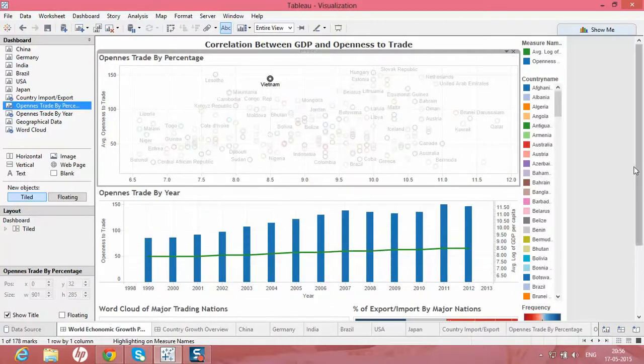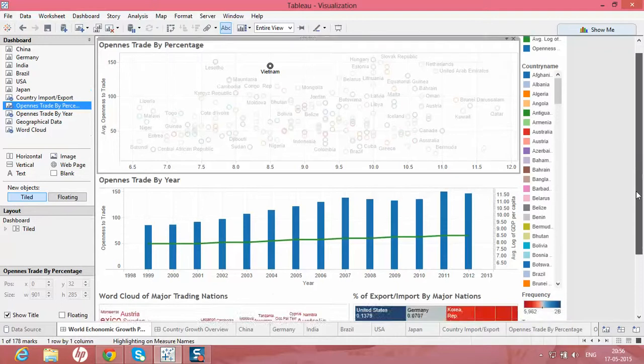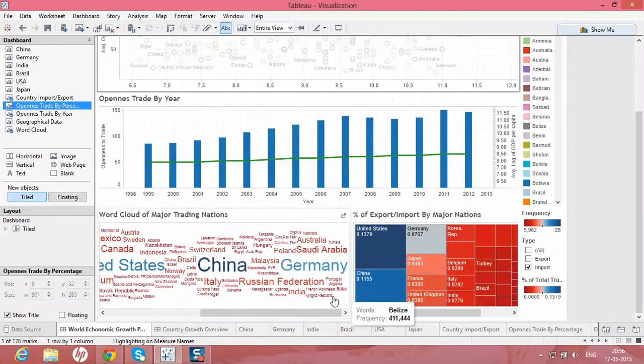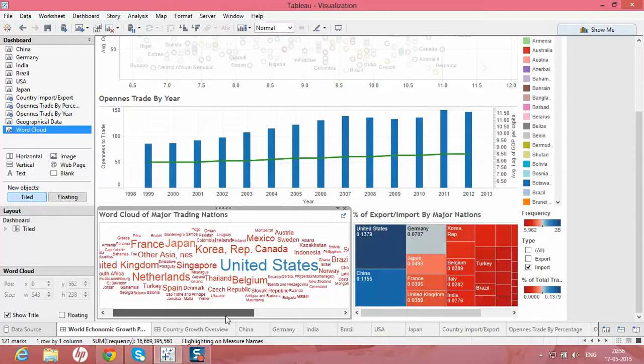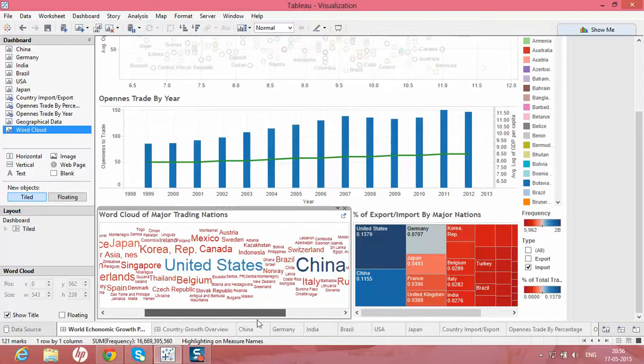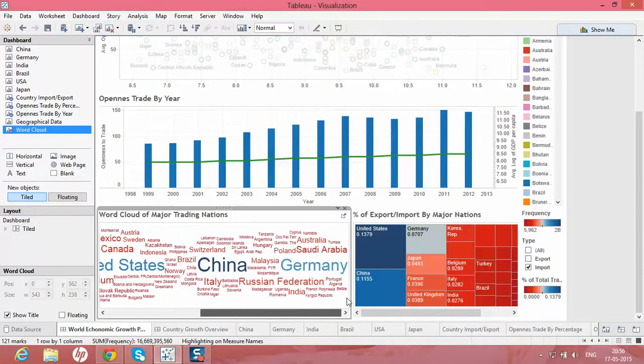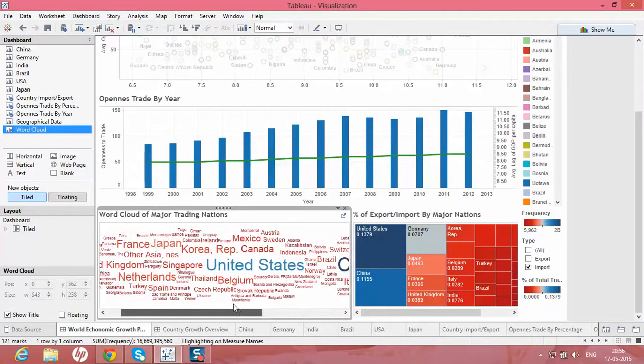If we go downwards in the dashboard, we can see we have mined this World Bank data and created a word cloud of all those major nations which are giants in the trading industries. The names that come up are the United States, China, and Germany. There are some others in the background, but we don't worry much about those.